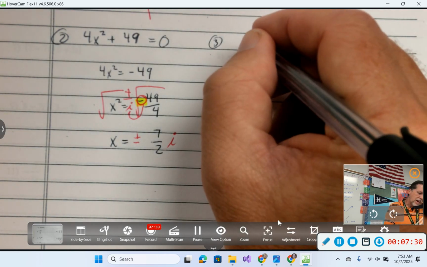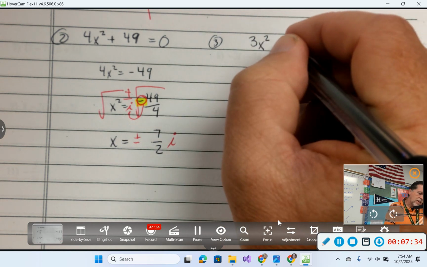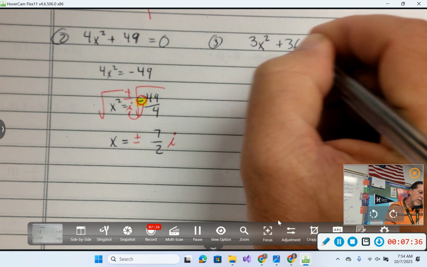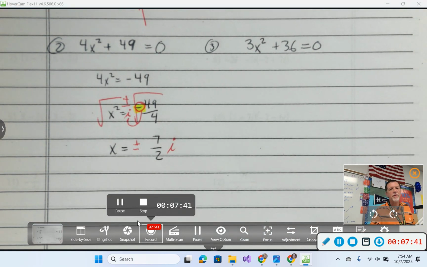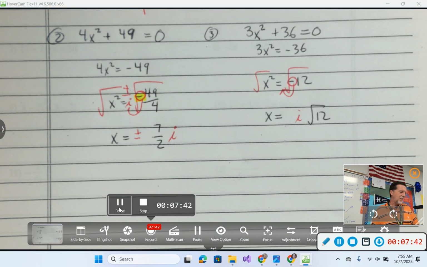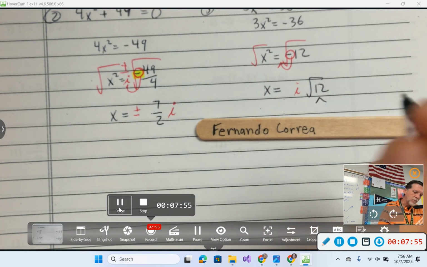Let's try another one of these. 3x squared plus 36 equals 0. All right, you try that one. Okay, that's fair. Fernando, what else do I need to think about here? The thing I was thinking was to split 12. Okay, we do need to split 12 up. How did you split 12 up?